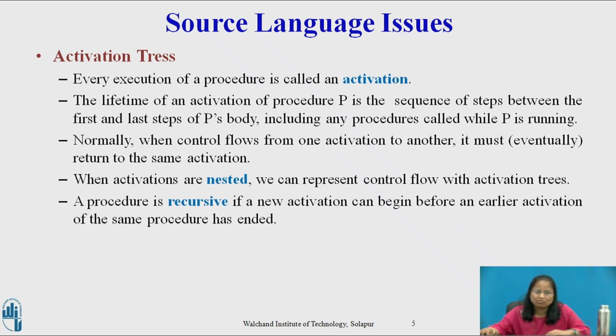Each time control flows from an activation of a procedure P to an activation of procedure Q, it returns to the same activation of P. If A and B are activations, then their lifetimes are either non-overlapping or nested. That is, if a procedure activation B is entered before procedure activation A is left, then the control must leave B before it leaves A.